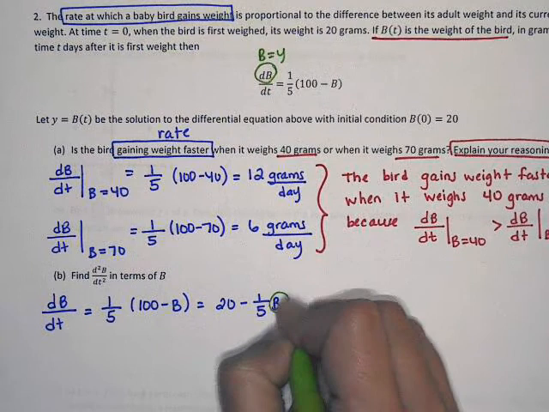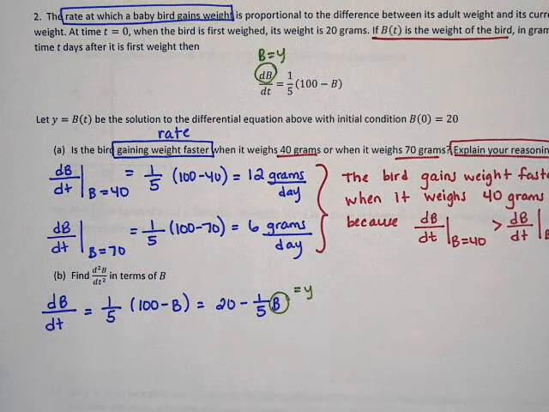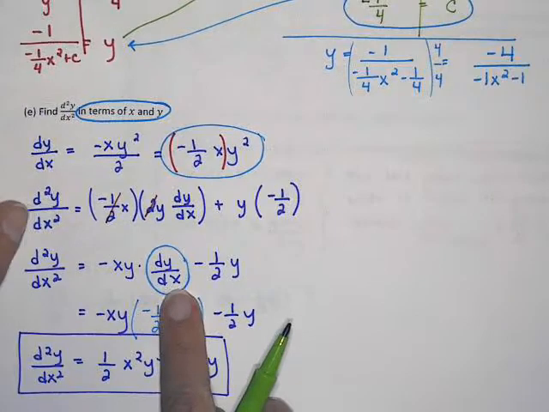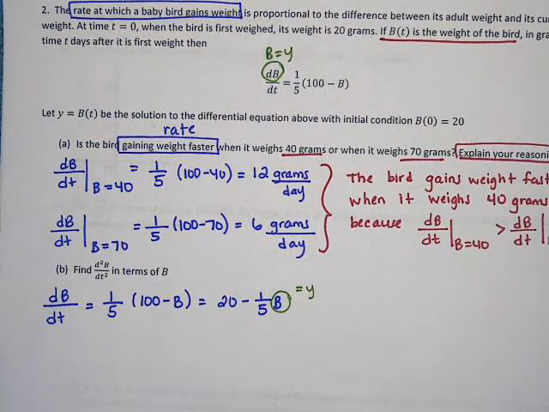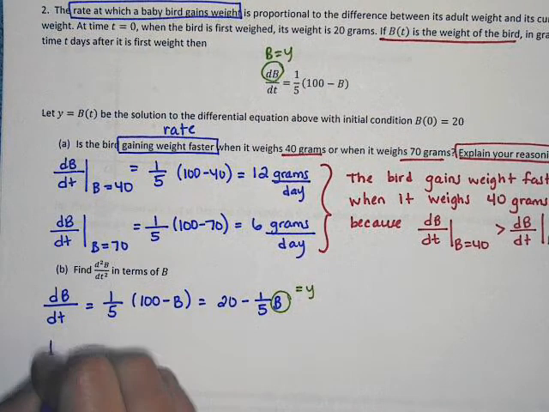This b is acting like a y. So just like when we took the derivative of something that had a y, we needed to attach a dy dx in the previous example, we're going to need to attach something here when we take the derivative of b. So let's take the derivative.